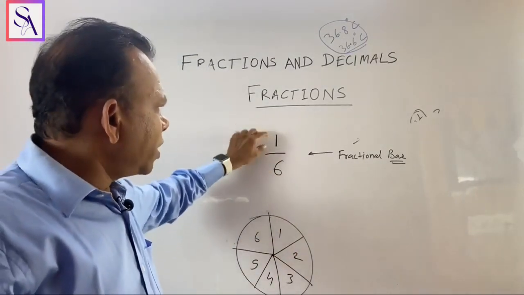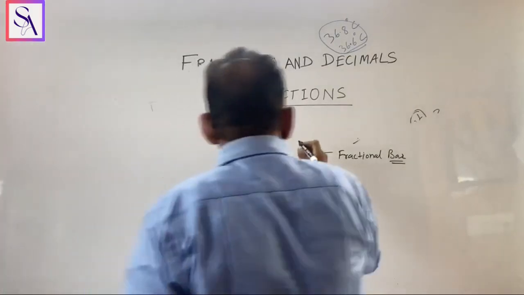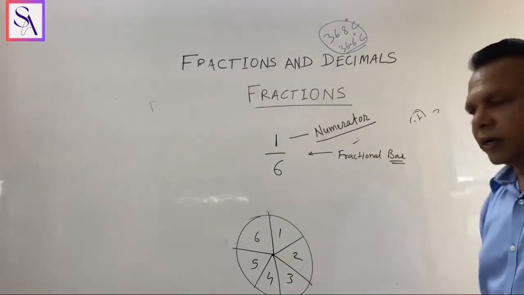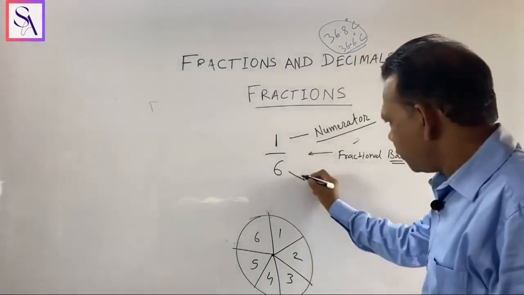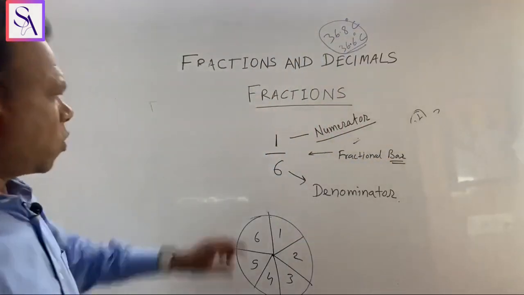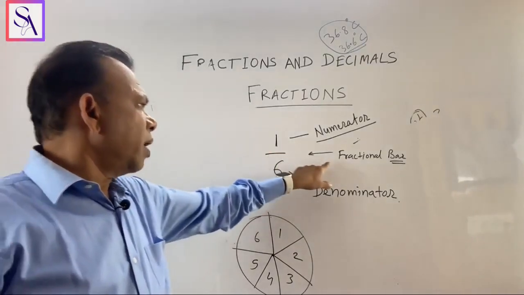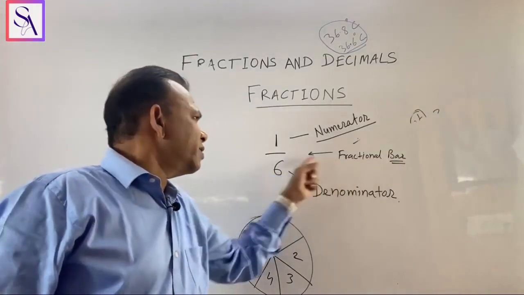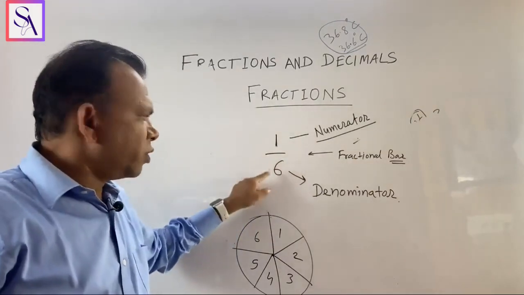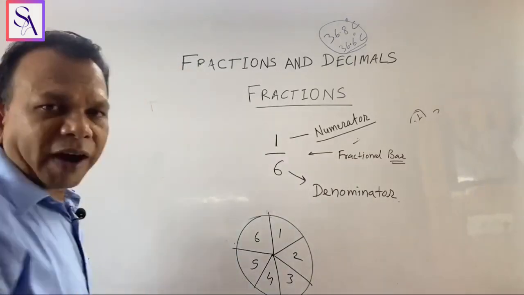So this particular number 1 is called the numerator, and this 6 is called the denominator. So this is called the numerator and this is called the denominator. And this is a fractional bar. No need to remember its name. Just remember that this is the numerator and this is the denominator. And remember how to read this particular fraction.